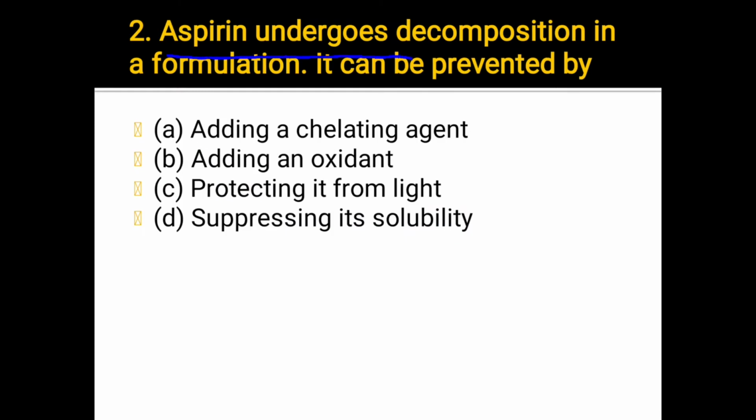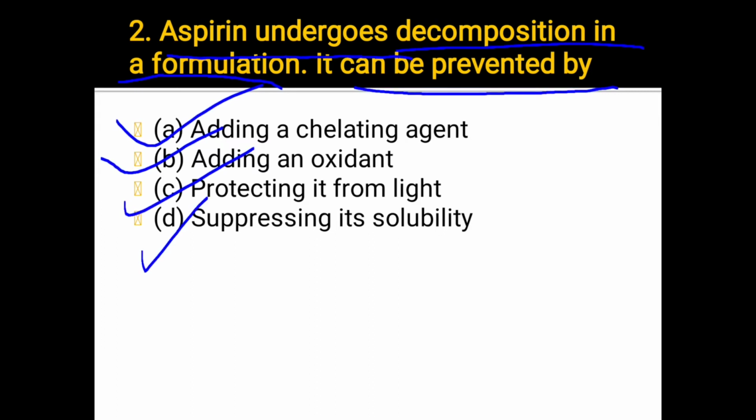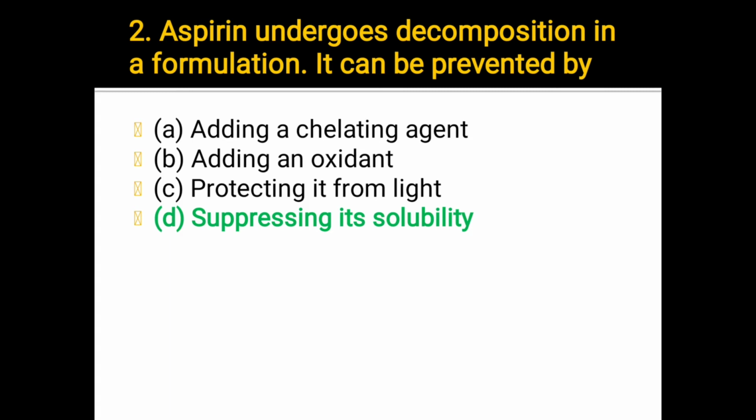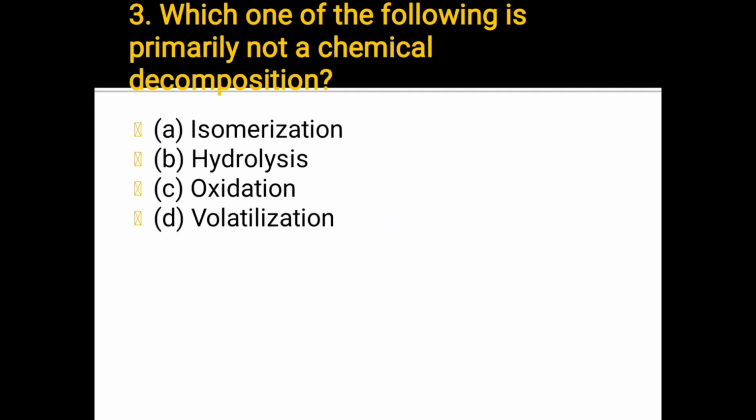Aspirin undergoes decomposition in a formulation. It can be prevented by A. Adding a chelating agent, B. Adding an oxidant, C. Protecting it from light, or D. Suppressing its solubility. Which one answer? The answer is D. Suppressing its solubility. Okay, next third number question.